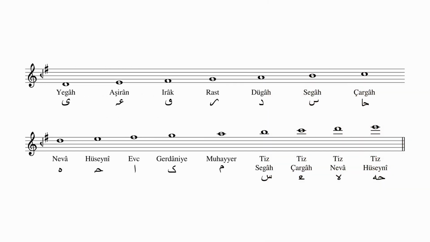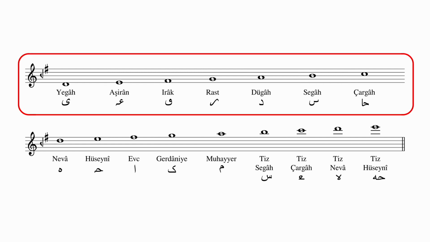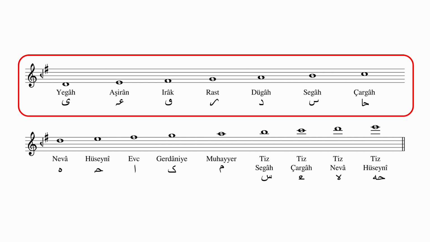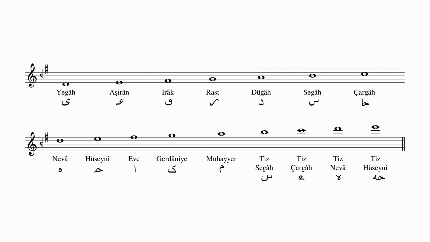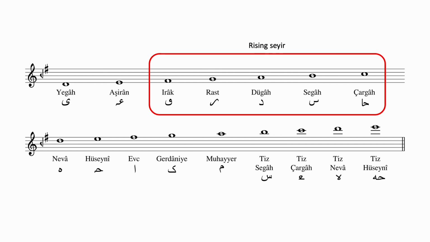Returning to Kantemir's pitch collection, we see that it roughly comprises two octaves, the one from yega to charga, and another from neva to tiz neva, and then extending by one more note to tiz Hüseyni. If my melody begins in the lower octave, I will have a rising seyir. This is true for the pitches Irak, rast, duga, sega, and charga. Ashiran and yega function primarily as melodic perdes in the lower register. Makams that begin with these perdes will generally ascend to the upper perdes and then ultimately descend to make a final cadence back onto themselves.